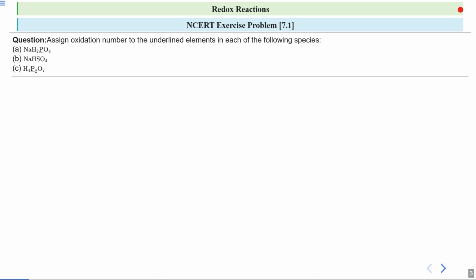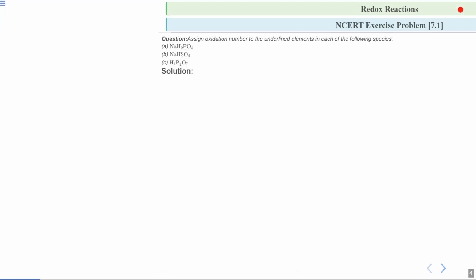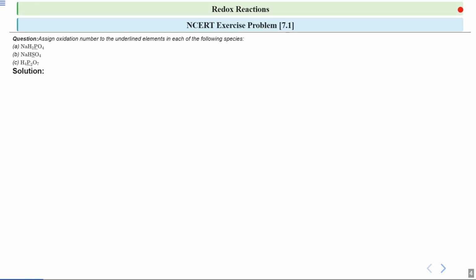You have to assign oxidation number to the underlined elements in each of the following species. You can see 3 species and each of these is having one atom underlined. Let's start with the first one. So the first one is NaH2PO4. Here the phosphorus is underlined. We will assign an oxidation number of X for the phosphorus.